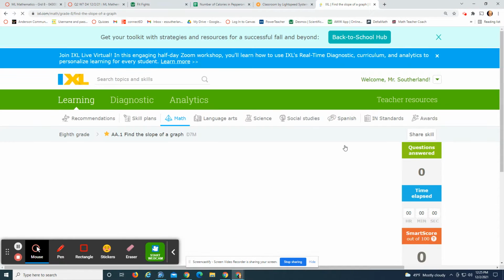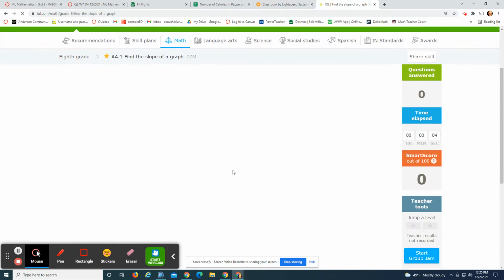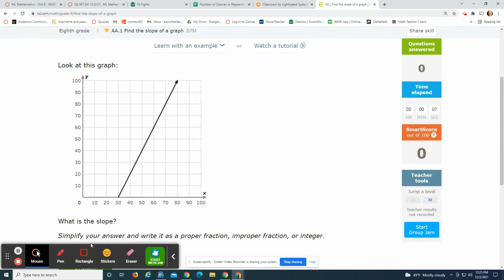This is a review topic from 7th grade. Basically, what you do is you find two spots on the graph where it crosses in the corner of a box. So if we're on the line, it crosses in the corner of a box there. It crosses in the corner of a box there. We can then draw a line straight up and straight across. We can see that it rises 2 and runs 1. So the slope of this would be 2 over 1.